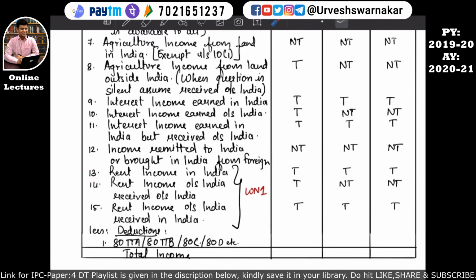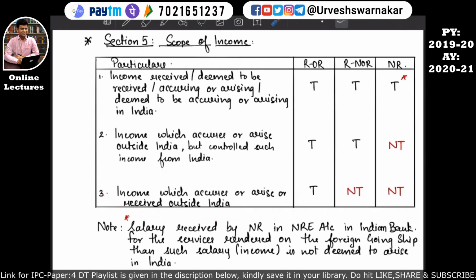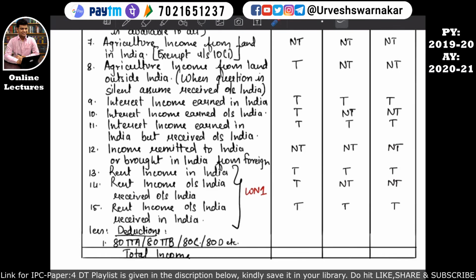Point number 13 says that rent income in India will be taxable to all the three individuals because it has been accruing and arising in India. I hope this is quite clear to you all. But if the rent income is outside India and it is received also outside India, then point number 3 will get triggered, where income which accrues or arises or is received outside India will be taxable only to the resident ordinary resident, and it will not be taxable to the resident non-ordinary resident as well as the non-resident. I hope this is quite clear to you all.